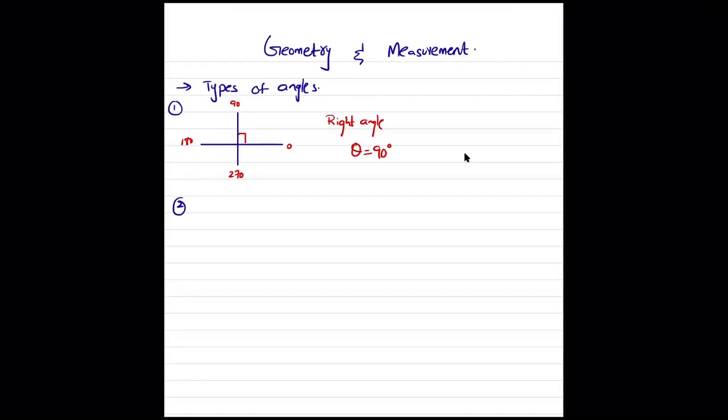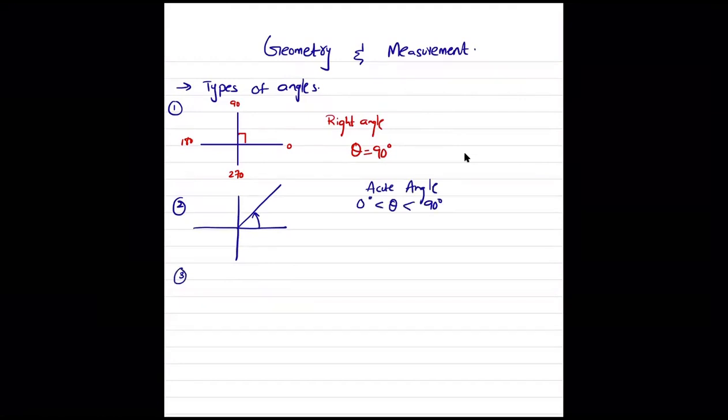Number two, the acute angle. Now, any angle that is less than 90 is known as the acute angle. So this angle is less than 90. An acute angle is always going to be between 0 and 90 degree.